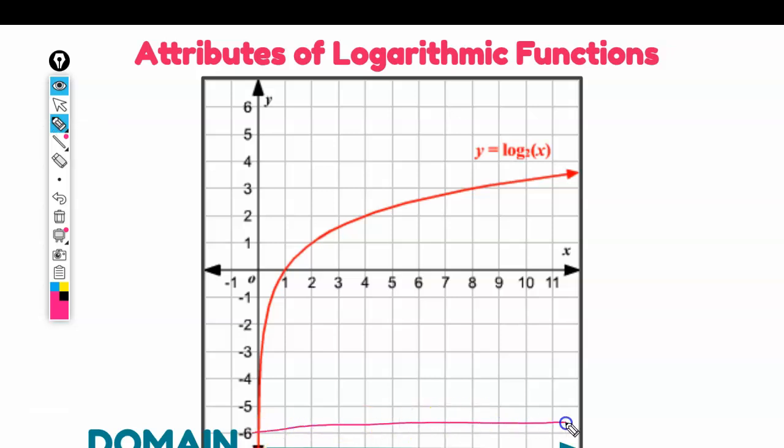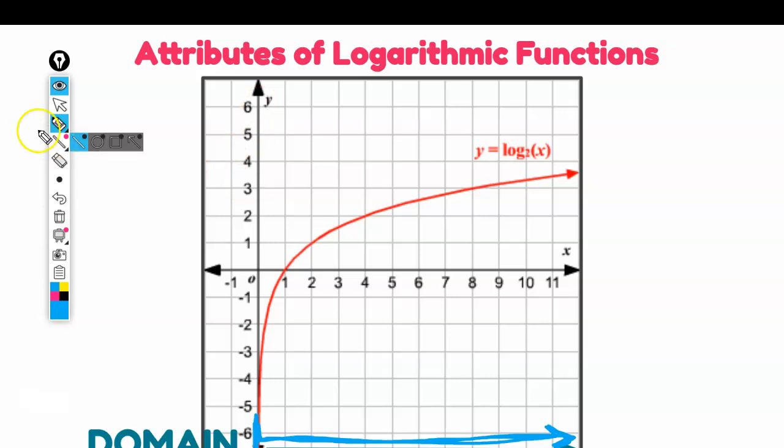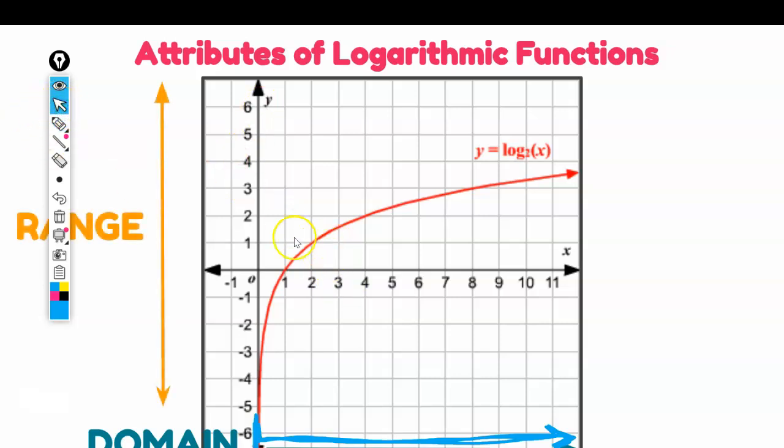Domain is how far side to side our graph goes. In the case of a logarithmic function, it's going to have a vertical asymptote. It's not going to go left and right forever, the way that exponentials do. For range, it is going to go up and down forever, so the range is going to be all real numbers instead.